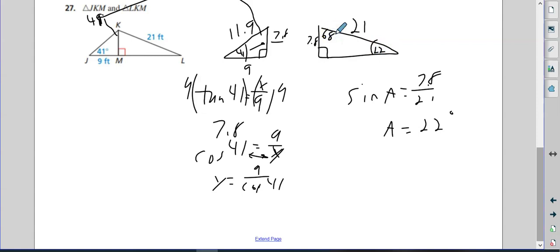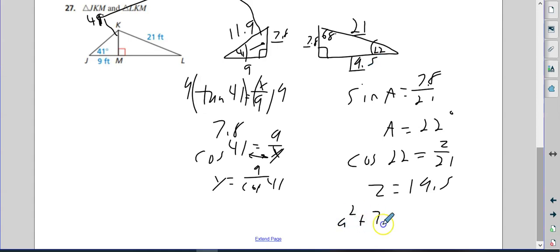And we have 2 choices. We could do a squared plus b squared equals c squared. Or I could use sine, cosine, tangent. And I could say cosine of 22 degrees is my unknown over 21. Okay, this is my adjacent side. So again, you have many choices here. Multiply both sides by 21, and z is 19.5. So it's just step-by-step. Again, you could have done a squared plus 7.8 squared equals 21 squared. Same thing. Doesn't really matter. There's multiple choices here.